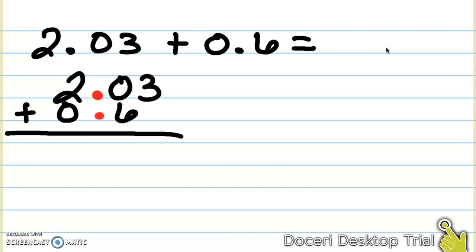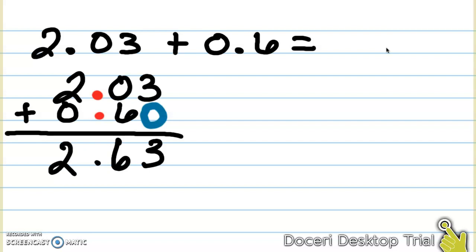Again, I have an open place in my problem, so I am going to annex that 0. So I'm going to annex the 0 there, and then I can add. 3 plus 0 is 3. 0 plus 6 is 6. Decimal plus decimal is a decimal, and 2 plus 0 is 2.